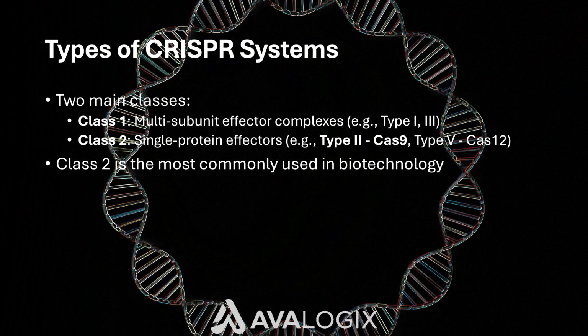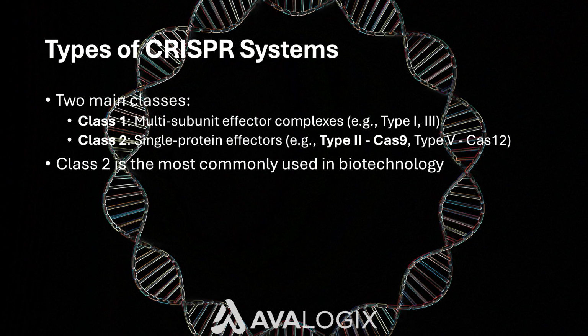In contrast, Class 2 systems are much simpler, involving a single, large effector protein that handles the entire process of interference. This is where most biotechnology applications are focused, thanks to their simplicity and programmability. Type 2 systems include the well-known Cas9, which recognizes and cuts double-stranded DNA. Type 5 uses Cas12, which also targets DNA but has different requirements and cutting mechanisms. Then there's Type 6, where Cas13 targets RNA instead of DNA, a powerful tool for gene silencing and diagnostics.